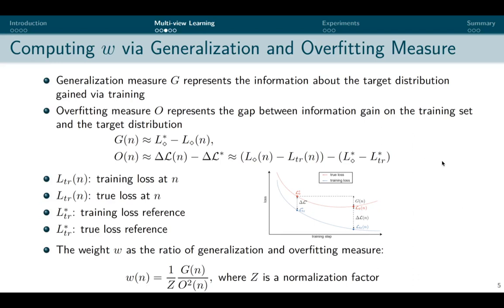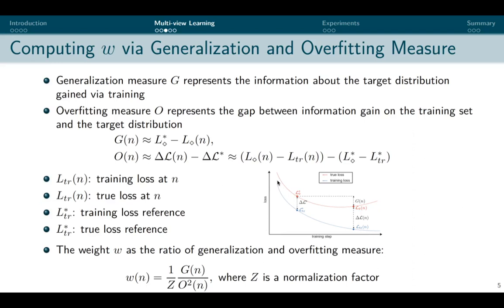Here we compute the weight w via a generalization and an overfitting measure, which are used to quantify the generalization and overfitting behavior of the subnet. Firstly, we define the generalization measure G as the information that we gain about the target distribution via training. And the overfitting measure O represents the gap between the information gained on the training set and the one we gain on the target distribution. They can be computed using the two equations here, but if you focus on the graph here, the explanation may be more intuitive.